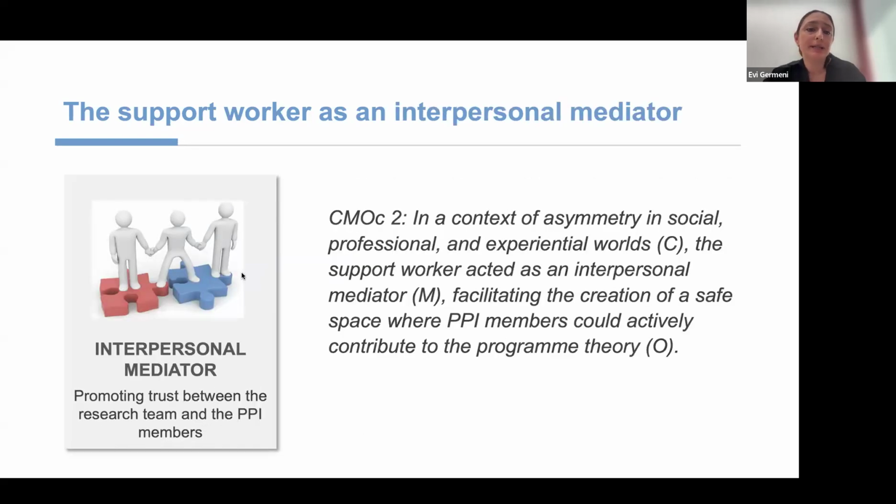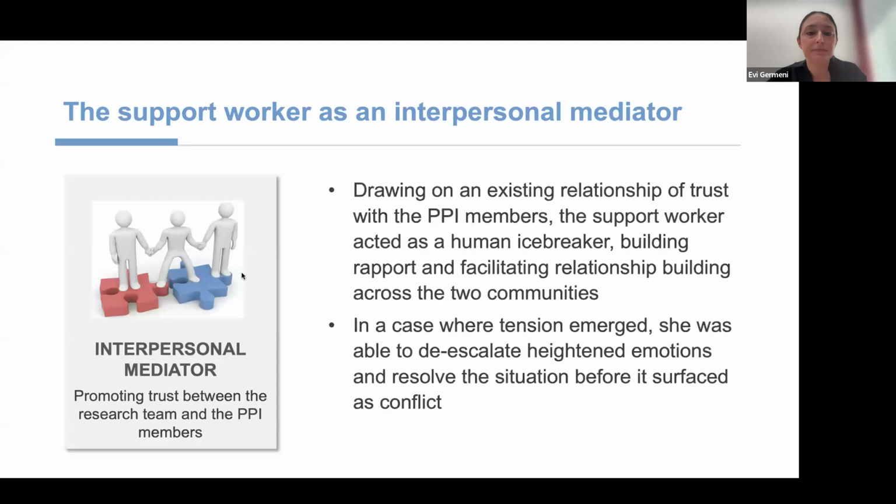Also in the context of asymmetry in social, professional, and experiential worlds, the support worker acted as an interpersonal mediator, facilitating the creation of a safe space where PPI members could actively contribute to the program theory.